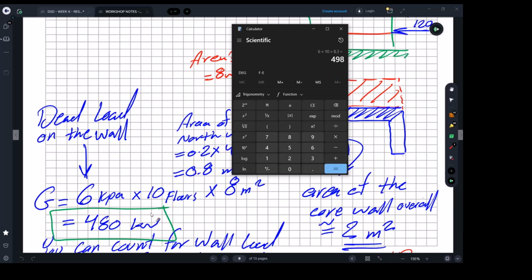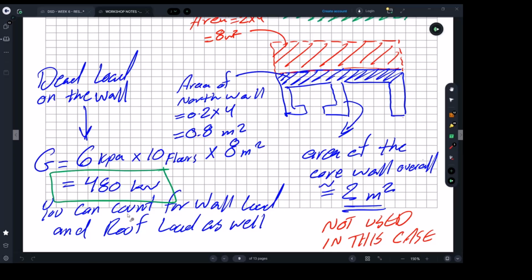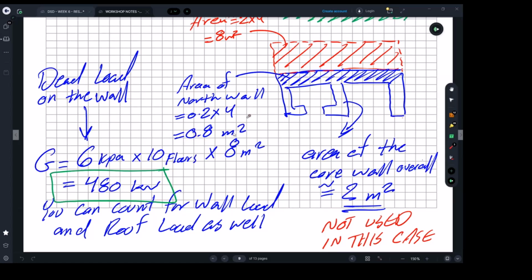So yeah, it's giving us the same numbers, but here I think you can count for wall load and roof load as well. So that's what I'm saying. I did not show the students here how to put the weight of the wall, but you have to, because if you did not, you're going to find some major discrepancies between RCB and this hand calculation. Did it make sense now?